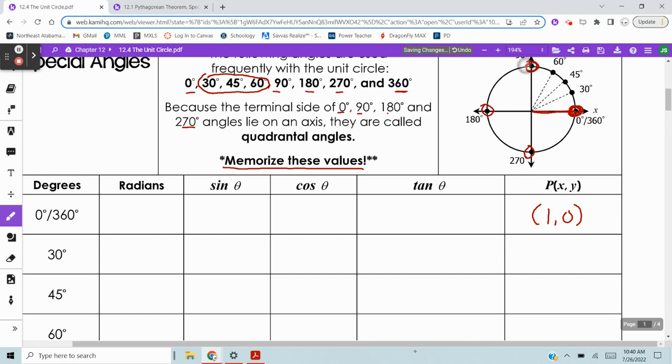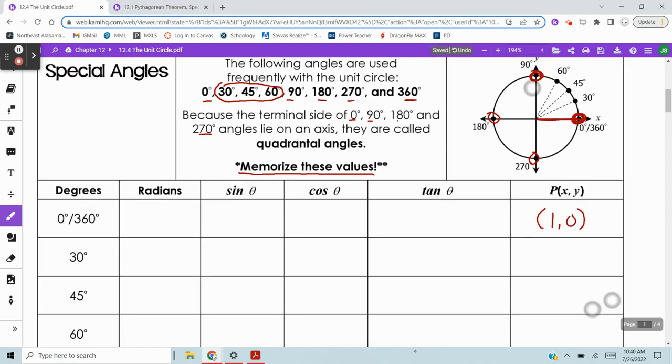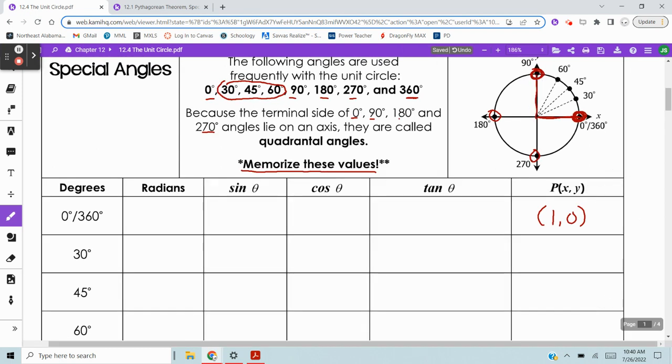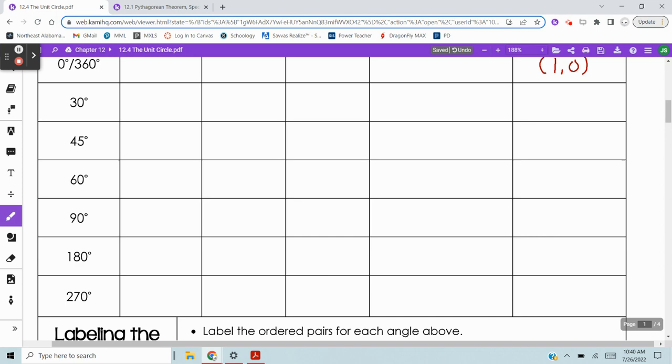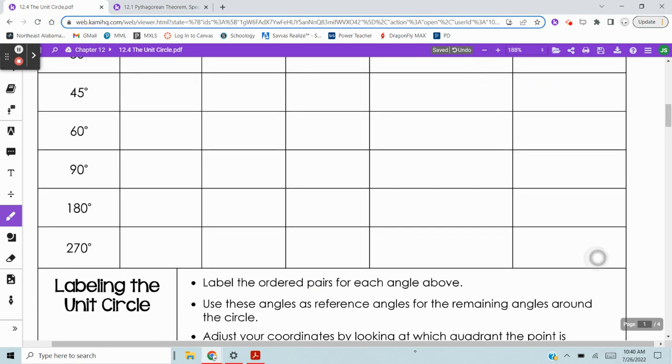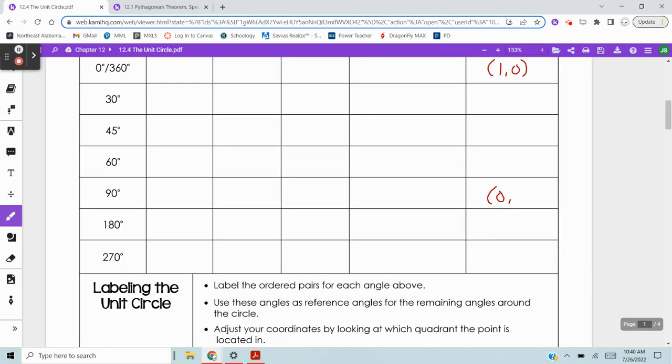When you're at 90 degrees, the distance from here to here is 1. So we don't move left or right any, we simply move up 1. So that point at 90 degrees is going to be 0, 1. Let's skip down and put 0, 1 at 90 degrees.